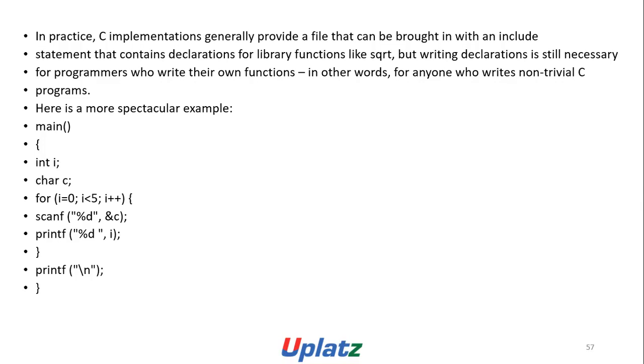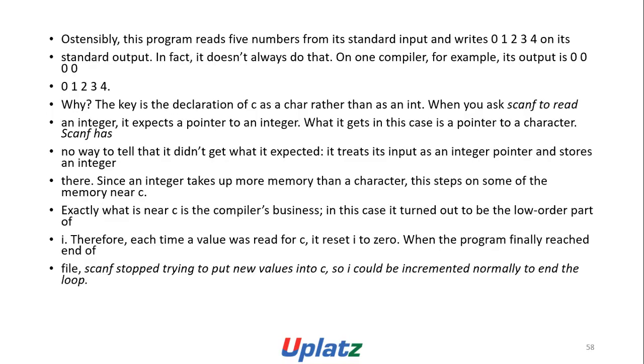In other words, for anyone who writes a non-trivial C program. Here is a more spectacular example: int i; char c; for (i = 0; i < 5; i++) { scanf("%c", &c); printf("%c", i); } printf("\n"); Ostensibly, this program reads five numbers from its standard input and writes 0, 1, 2, 3, 4 on its standard output. In fact, it does not always do that. On one compiler, for example, its output is 0, 0, 0, 0, 0, 1, 2, 3, 4.